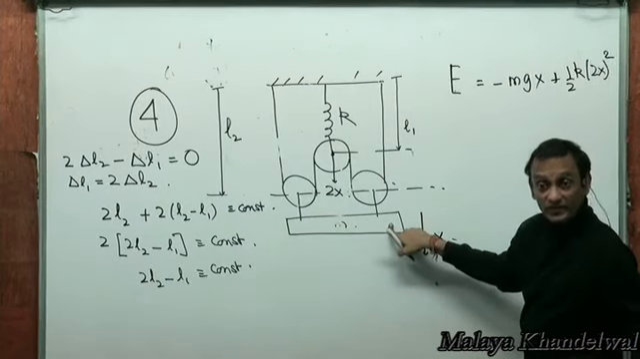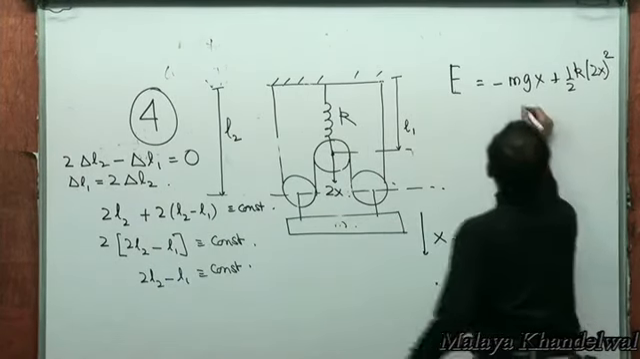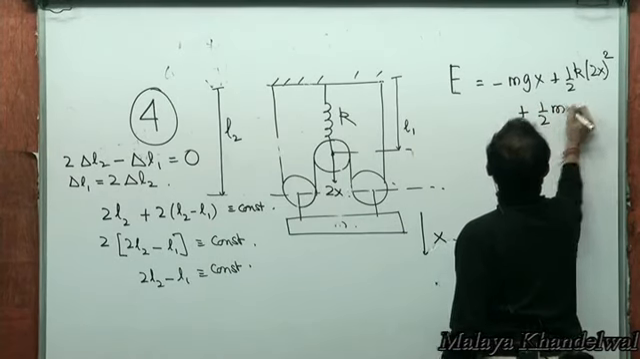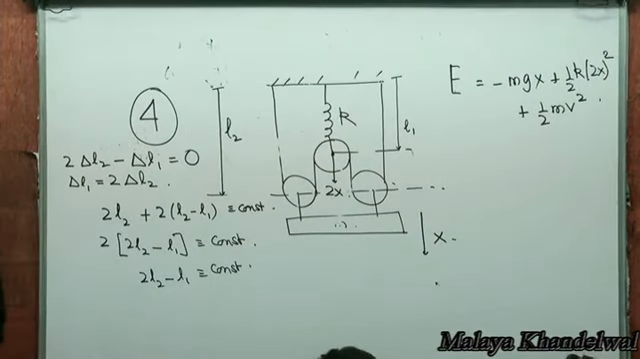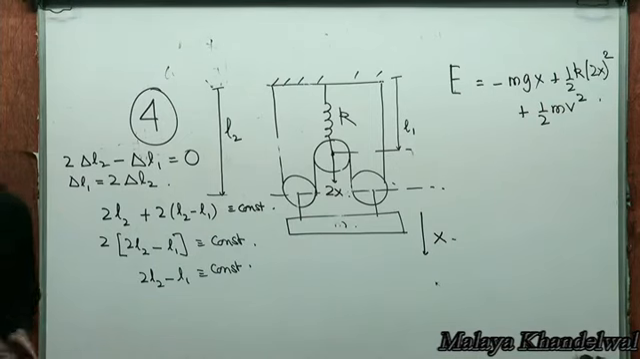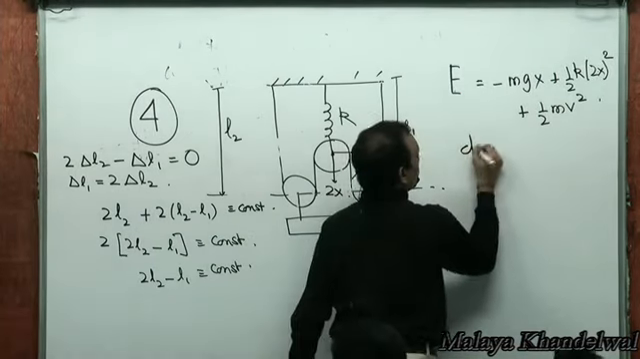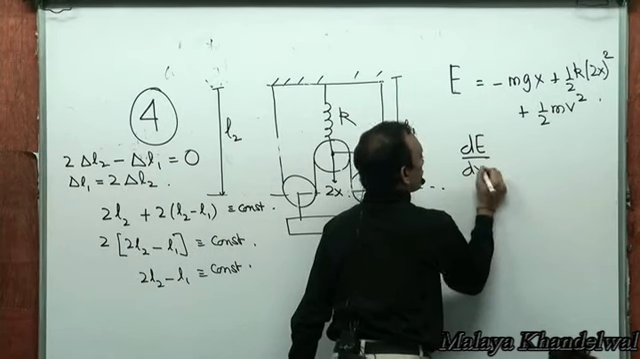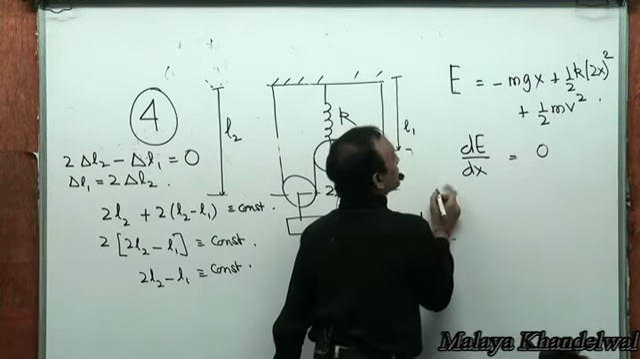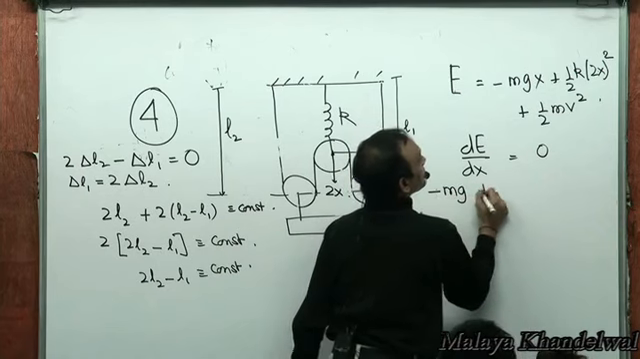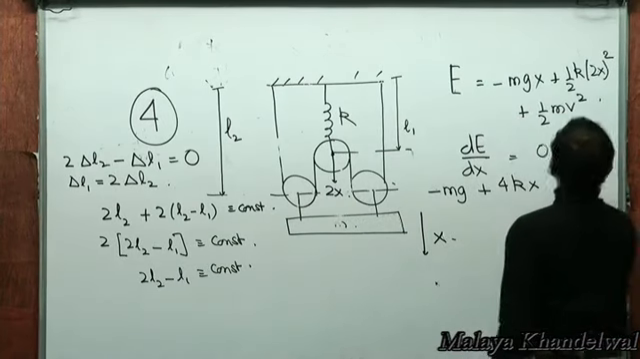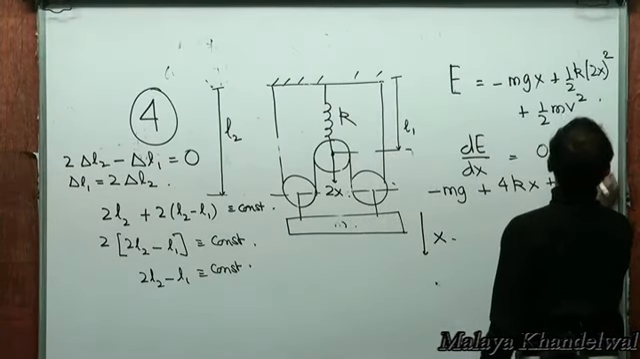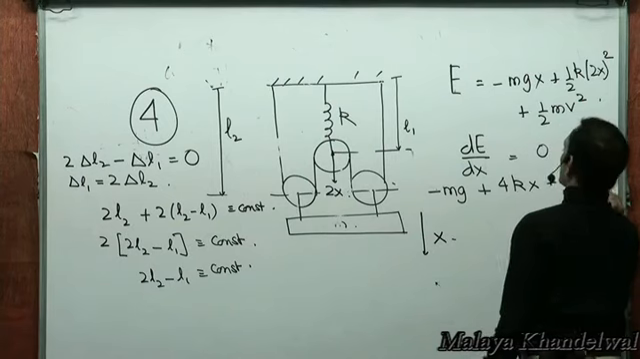Half mv squared, the mass would have developed a velocity by then, right? That's the energy expression for the system as a function of x. Clear? dE/dx must be 0. That means minus mg plus 4kx plus mv dv/dx. That must be 0.